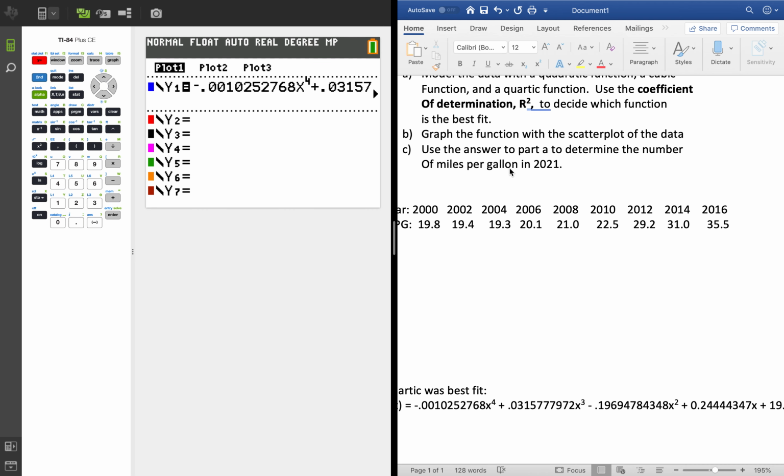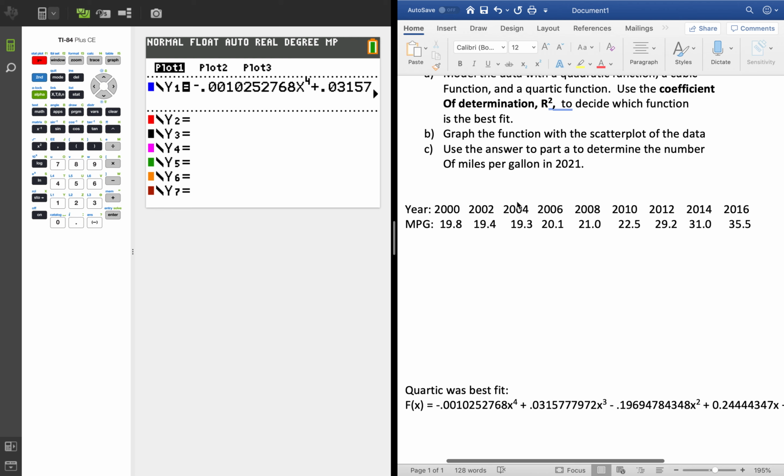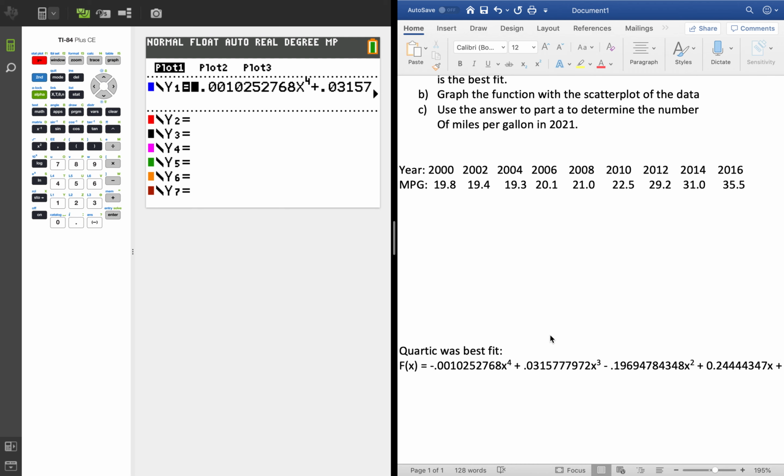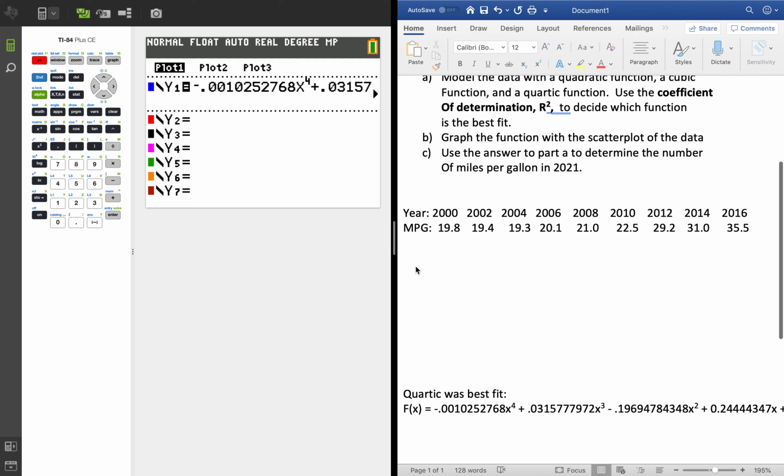Look at part C. Part C says use the answer to determine the number of miles per gallon in 2021. Because 2021 is my L1 or my X list, it's going to sound crazy, but to figure it out, I'm just going to put 2021 into all my X's down here and work it out. Or you could go back and hit table like we did last week on the calculator and find 2021 in your table. That will work also.